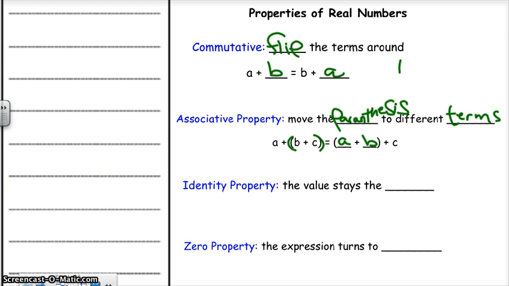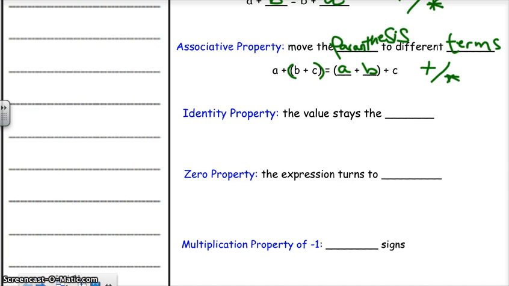Commutative and associative only work for adding and multiplying. It does not work for subtracting and dividing. So these properties that we're learning about all have to deal with adding and multiplying.